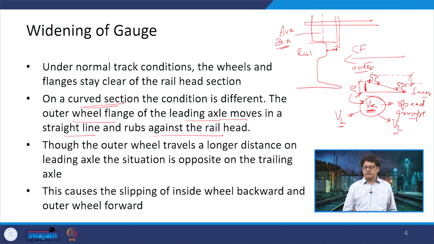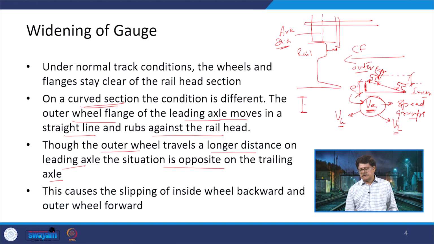So, this is an outer rail. So, what will happen? The flange will come very near to the rail head and it will start rubbing this particular section. And when this happens, there will be loss of material, there may be a possibility of some other type of defects which may get induced at this particular location. Now, this outer wheel travels a longer distance on the leading axle, the situation is opposite on the trailing axle, and that is because of the rigidity of the wheelbase.